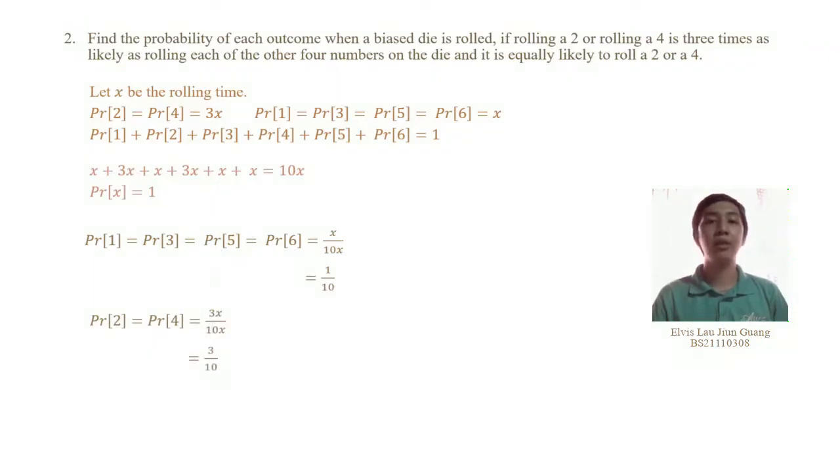10x. Now in order to find the probabilities of 1, 3, 5, and 6, we know that it is equal to x. So in order to find the probabilities, we substitute with the total probability, which is equal to 1. But 1 is also equal to 10x. Therefore, x over 10x is equal to 1 over 10. The same goes for the probability of 2 or the probability of 4, which is equal to 3x. We substitute it with 10x and we get 3 over 10.